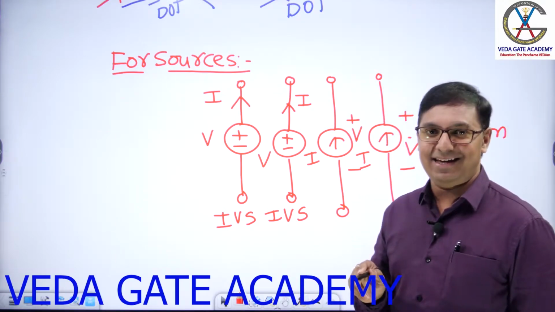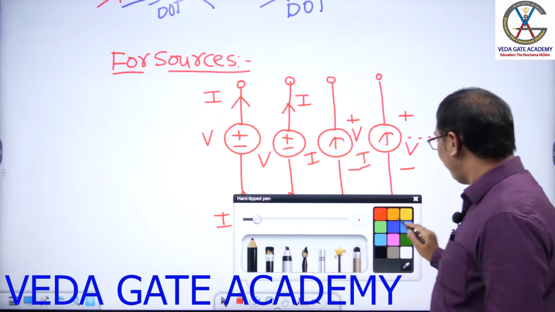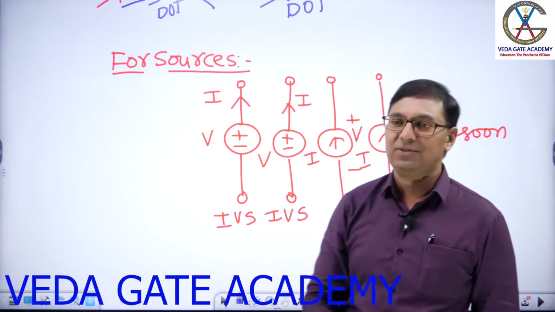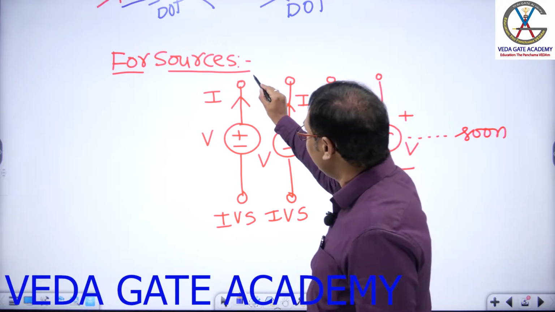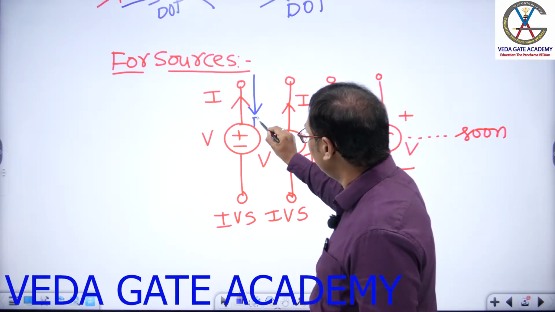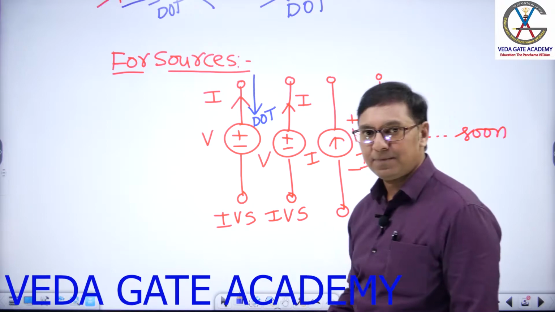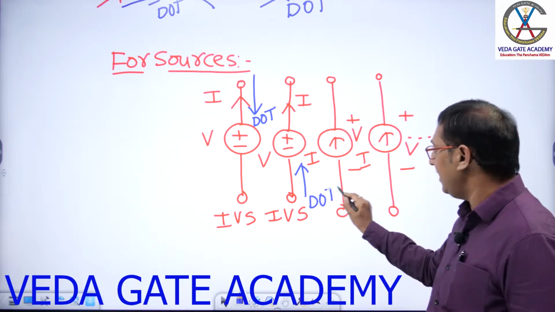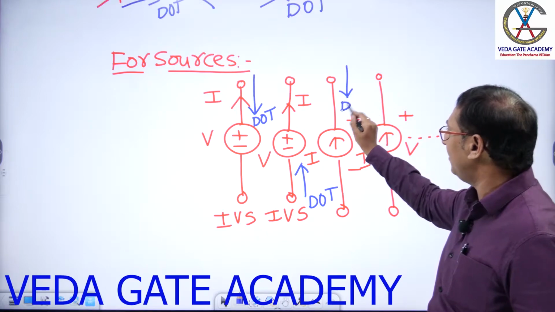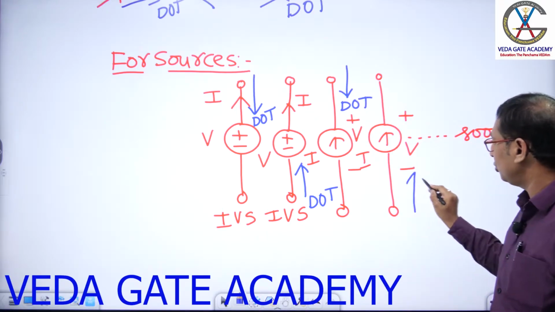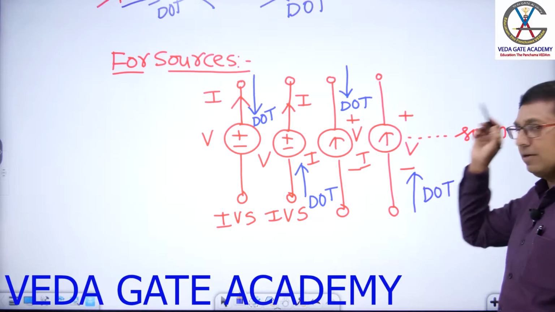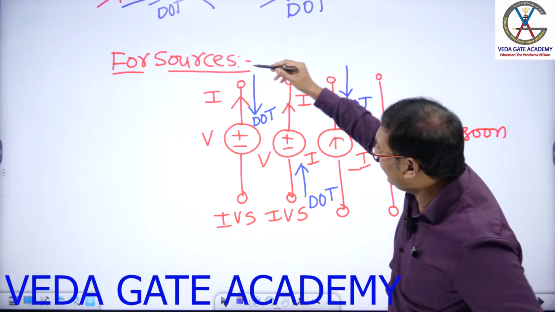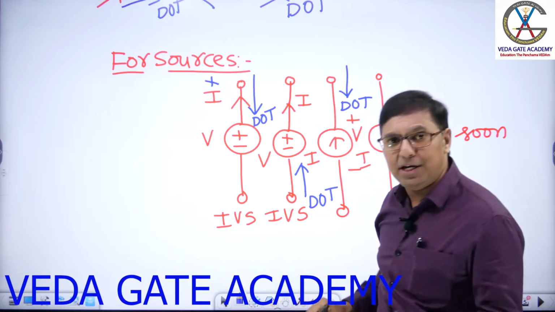As said earlier, KVL is defined for a closed path. In the closed path, we will be having the direction of travel. Suppose here, direction of travel is from top to bottom, say. Here, from bottom to top. Here again, top to bottom. Here again, bottom to top, say.